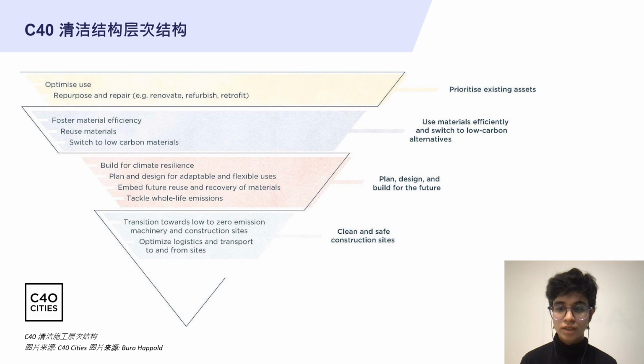Depending on the context, any of these 4 steps can be used as an entry point. However, the earlier stages of the construction projects have the greatest potential for emission reduction and cost effectiveness, making it critical to consider embodied emissions from an early stage of planning and design. Let's unpack these 4 steps in the upcoming slides.